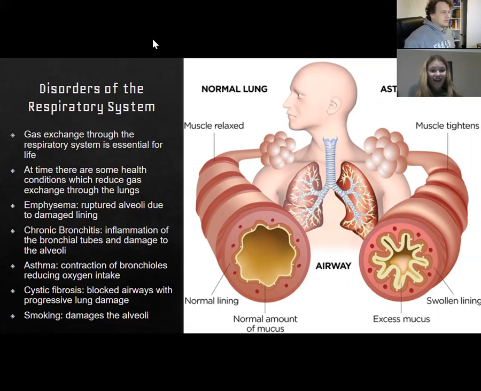So, if we don't have efficient gas exchange, then we either can't survive or our quality of life is severely diminished. People with asthma, when they're having an asthma attack, have a diminished quality of life. People with emphysema, people with bronchitis, cystic fibrosis, they all have a reduced quality of life and higher risk of death, because this process of breathing is so important, for obvious reasons. So the exchange through the respiratory system is essential for life.